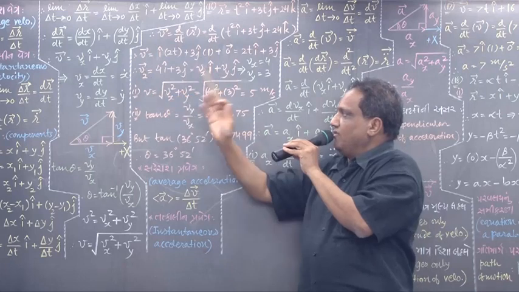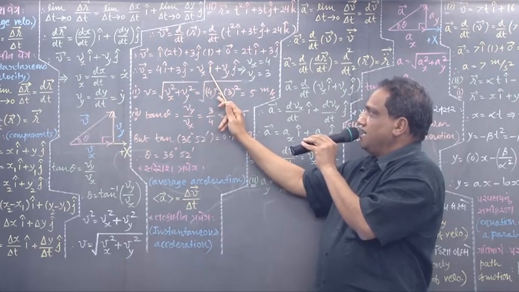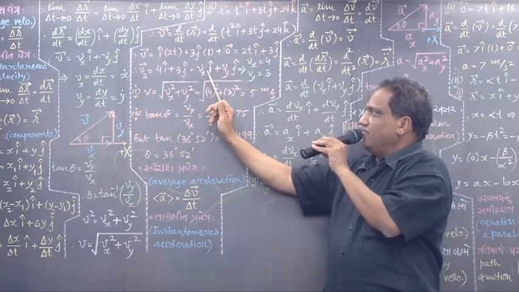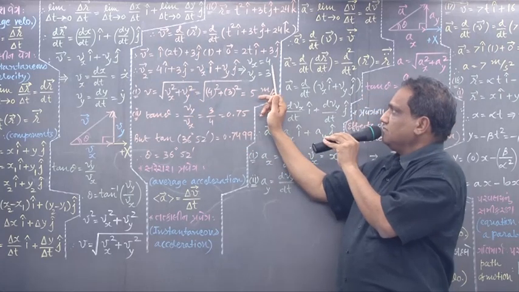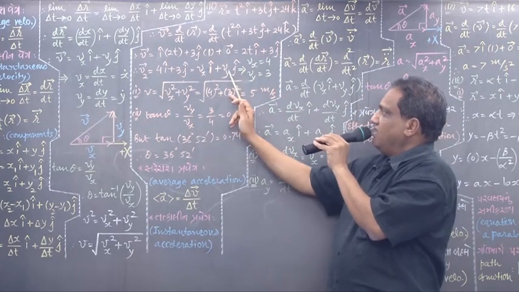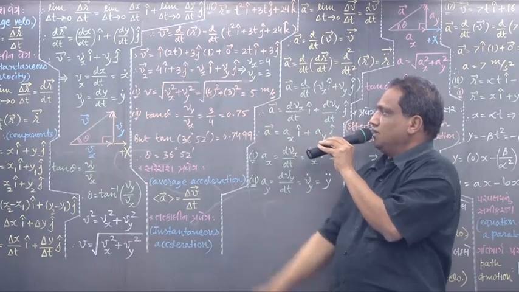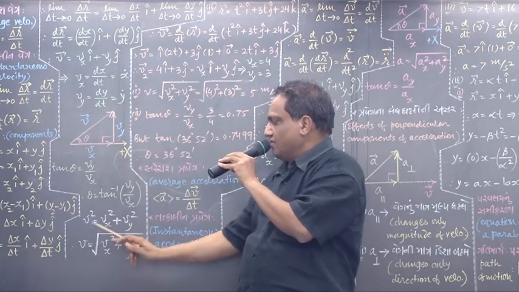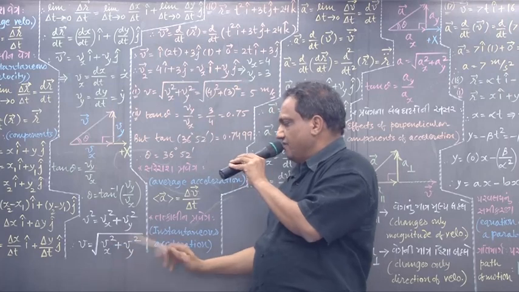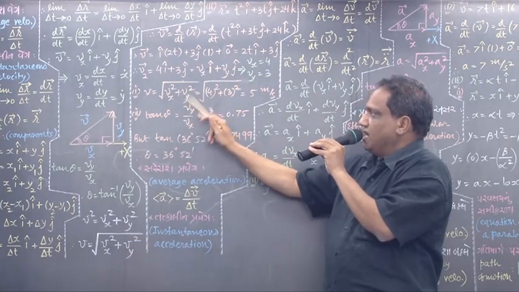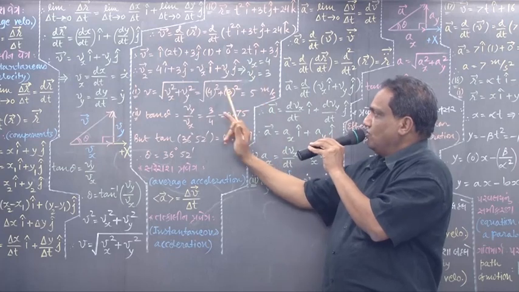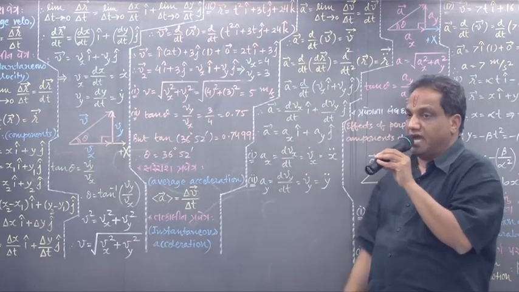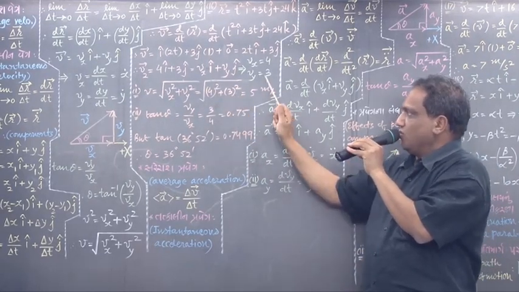Now the velocity vector can always be compared with its two dimensions, vx i hat plus vy j hat. Compare the coefficients of i hat: vx equals 4. Compare the coefficients of j hat: vy equals 3. Don't you know the magnitude? v equals under root of vx square plus vy square. What is vx? 4. What is vy? 3. 4 square is 16, 3 square is 9. 16 plus 9 is 25. Square root is 5.